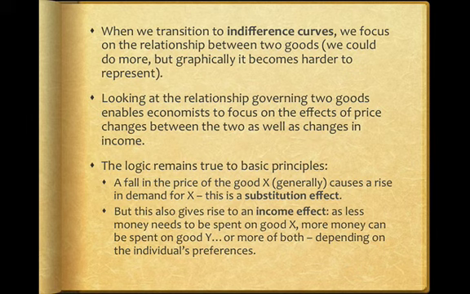So, if there's a fall in the price of good X, this generally causes a rise in the demand for X. This is what we call the substitution effect. But this can also give rise to an income effect. Less money needs to be spent on good X, so this allows us in our budget to spend more on another good. There are all the other goods out there, or just good Y, more of both. It depends on individual preferences.